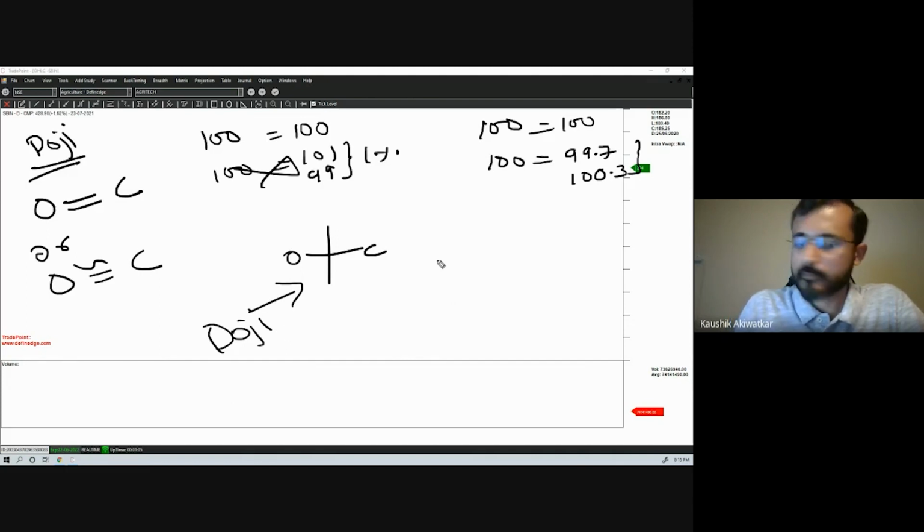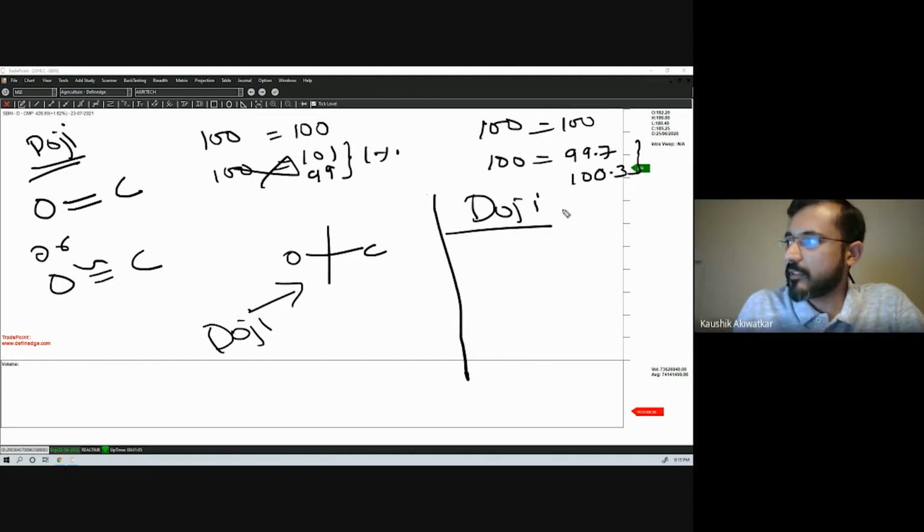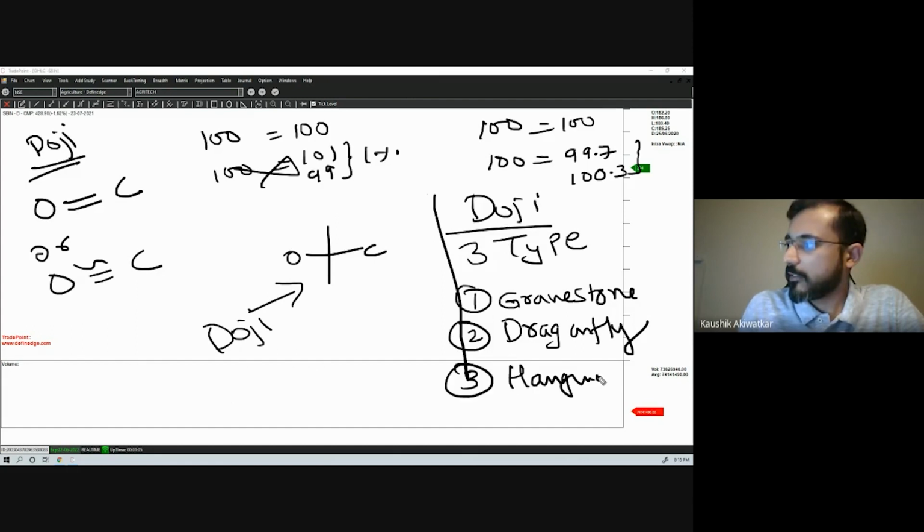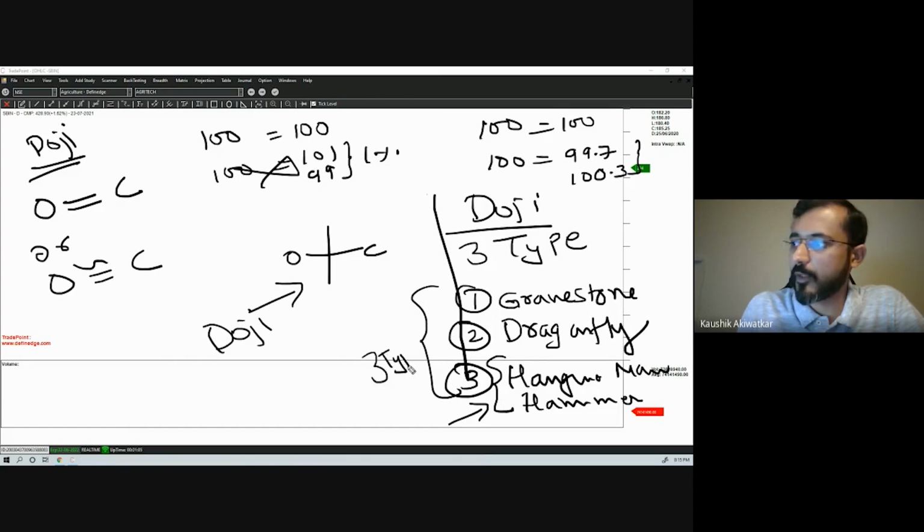Is everybody clear? Yes. So in doji, you have 3 types. So there are 3 types of dojis. First is gravestone doji. Second is dragonfly doji. Third is hanging man or a hammer, right? Based on where they are getting plotted, the name changes, right? But they are of the same type. So there are 3 types of dojis.